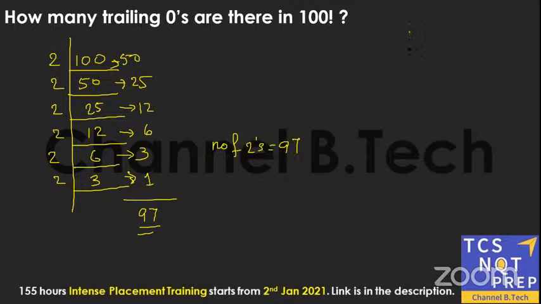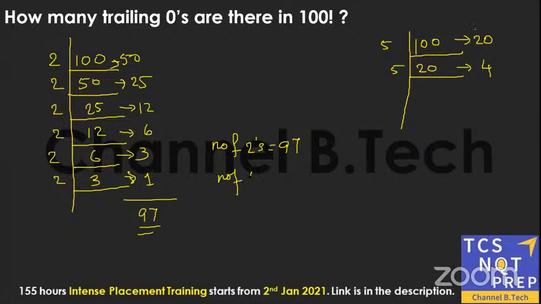Now we have to find out the number of 5s. 100 divided by 5, you get 20. 20 divided by 5, you get 4. Right? So the value is less than 5, stop here. So the number of 5s is 24. Now what you have to do? Whatever is the least value, that many trailing zeros will be there. So the answer is 24.